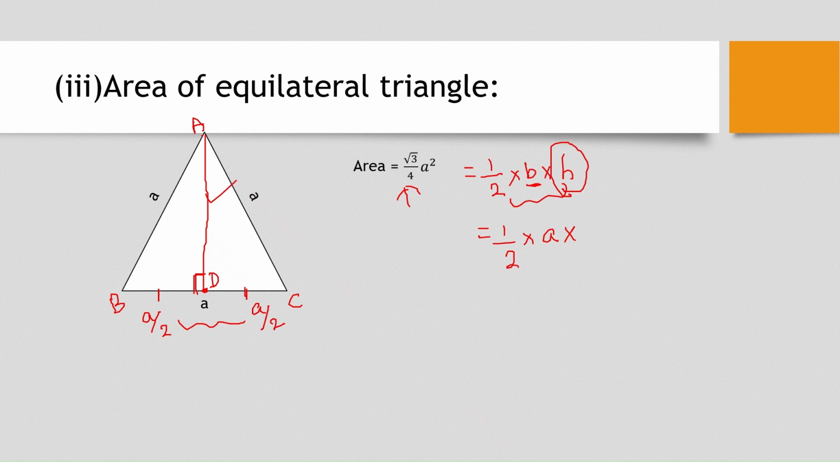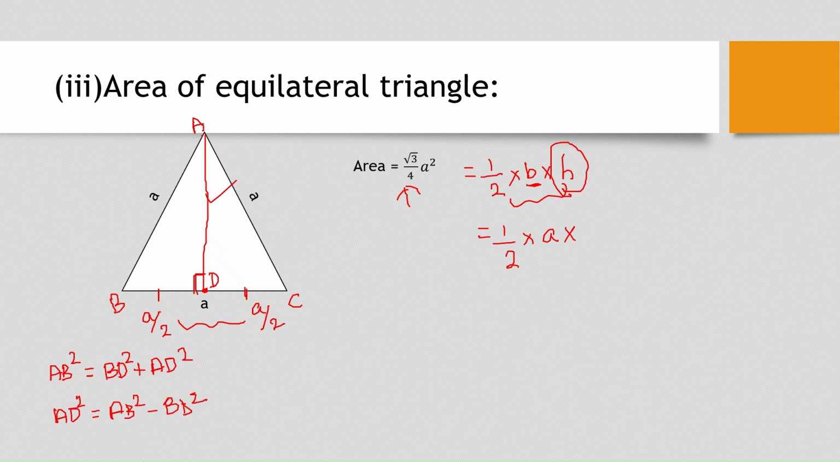So what is the Pythagoras theorem? Hypotenuse square. Here the hypotenuse is AB, so I have written it like that: AB square equals BD square plus AD square. We are going to find AD square, so I'm moving AD square to one side and the other terms to the other side.